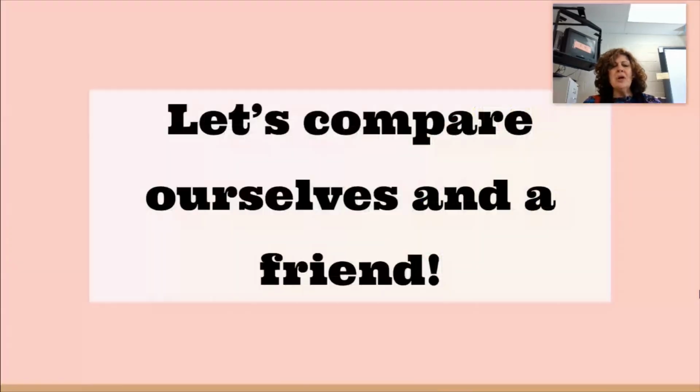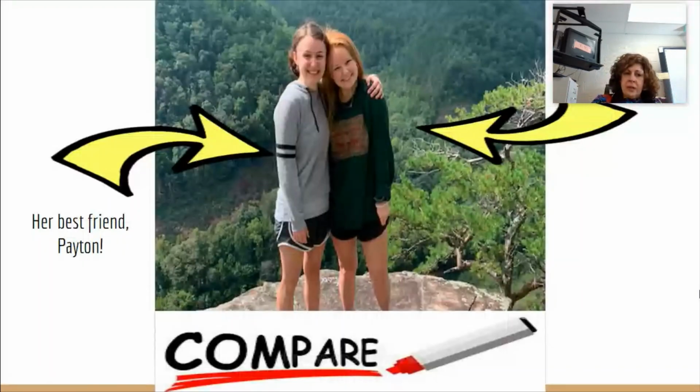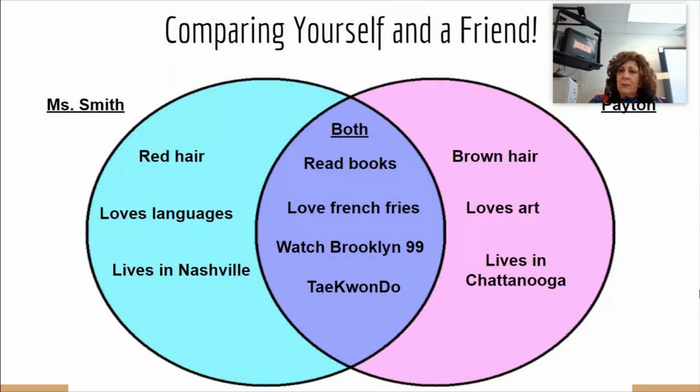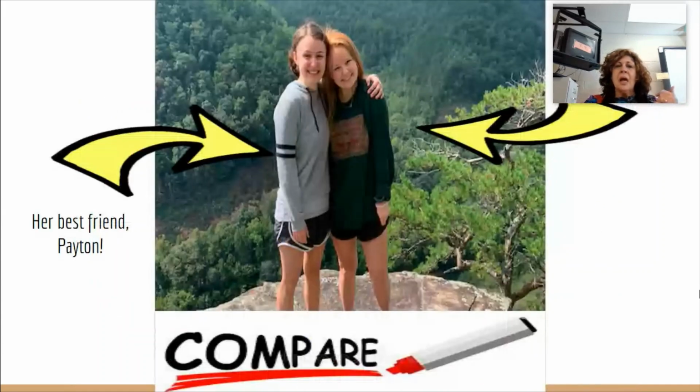Okay, so let's go ahead and go back a little bit. Last lesson, we talked about a Venn diagram comparing and contrasting, and I presented you with a photo of Miss Smith, my student teacher, and her friend Peyton, right? In that photo, she compared herself and Peyton using a Venn diagram. We already saw this, so nothing new right here. So let's go ahead and recap a little bit. If I go back to the photo, here is Miss Smith and here is Peyton.